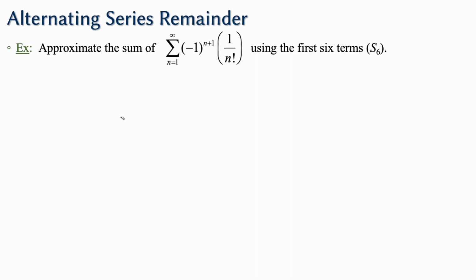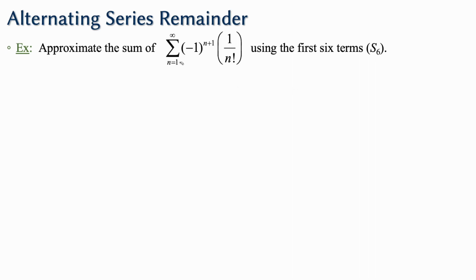Okay, so let's look at a couple examples of using the alternating series remainder. In this case, what we want to do is approximate the actual infinite sum of this series, but we're going to be using the first 6 terms. Then we're going to talk about how accurate that may be and figure out exactly what that has to be between.